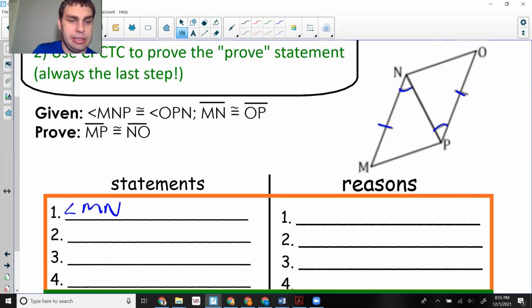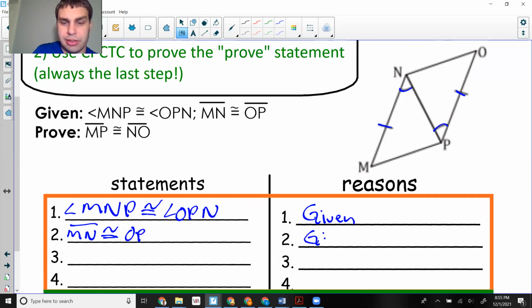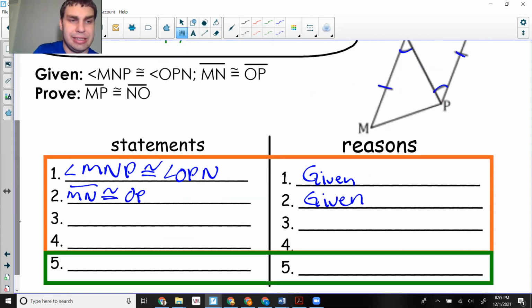Angle MNP is congruent to angle OPN. And that's given to us. All right, and our other given is MN is congruent to OP. Okay, and that is also given. All right, now our new proof statement is no longer, like I said, those two triangles congruent to each other. Instead, it's going to be this CPCTC part, which is MP is congruent to NO.